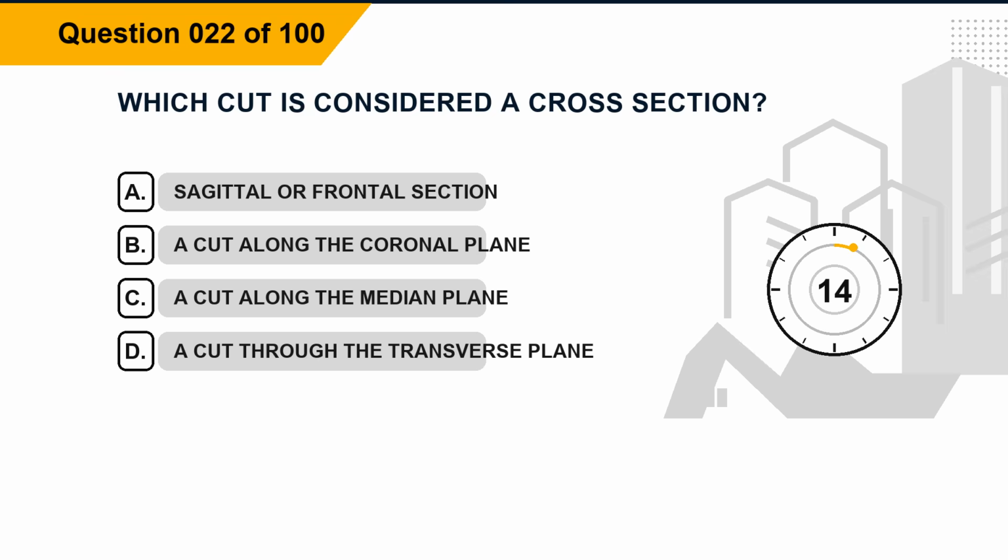Question 22. Which cut is considered a cross-section? Option A, sagittal or frontal section. Option B, a cut along the coronal plane. Option C, a cut along the median plane. Option D, a cut through the transverse plane.